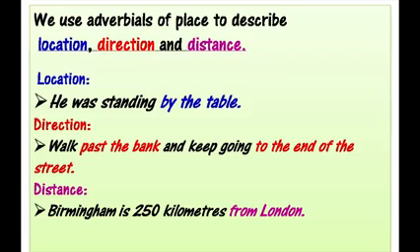So here these prepositional phrases show you the direction of the action. Next we have the distance. Birmingham is 250 kilometers from London. So again, these prepositional phrases show you the distance of the action.